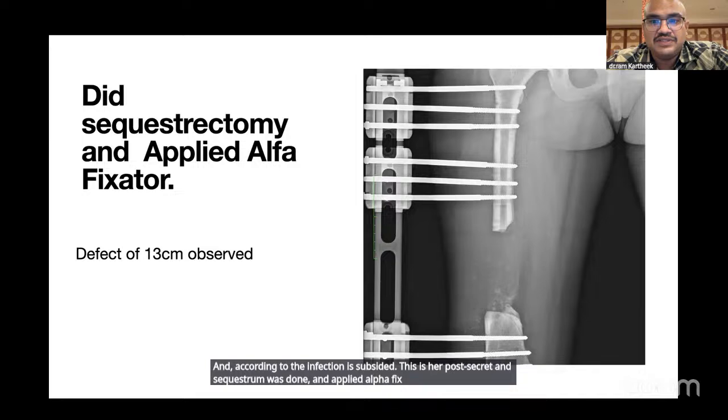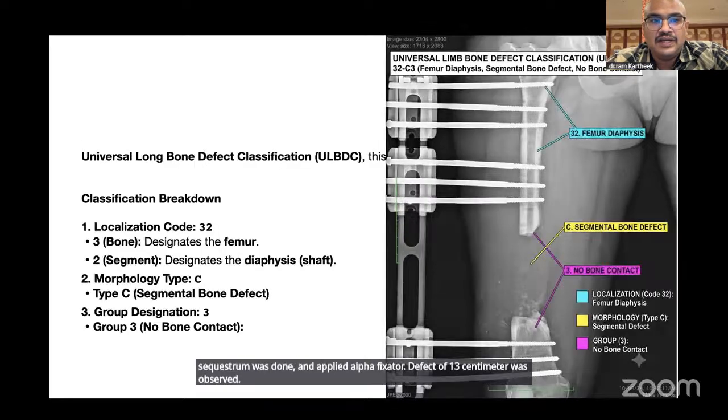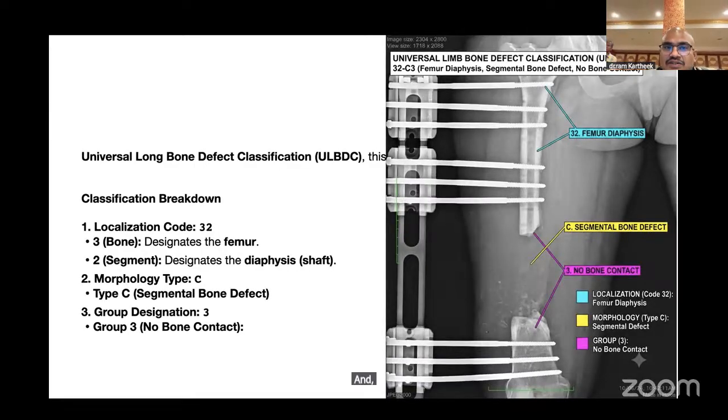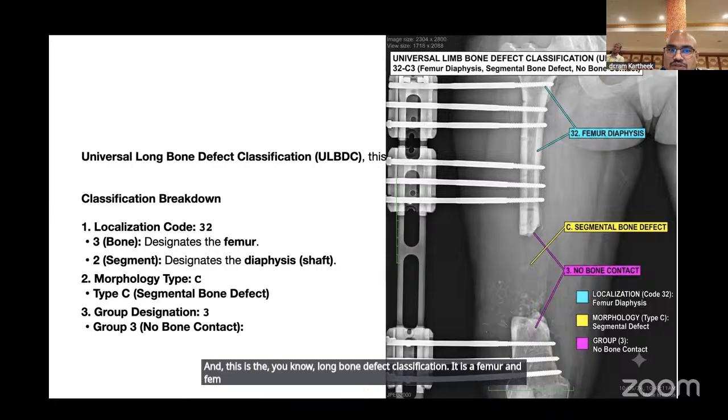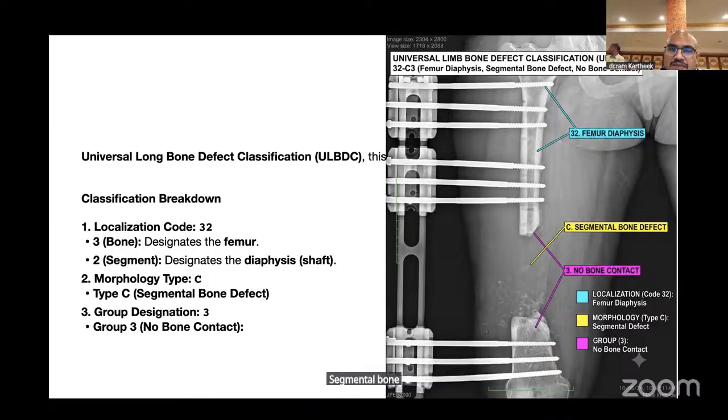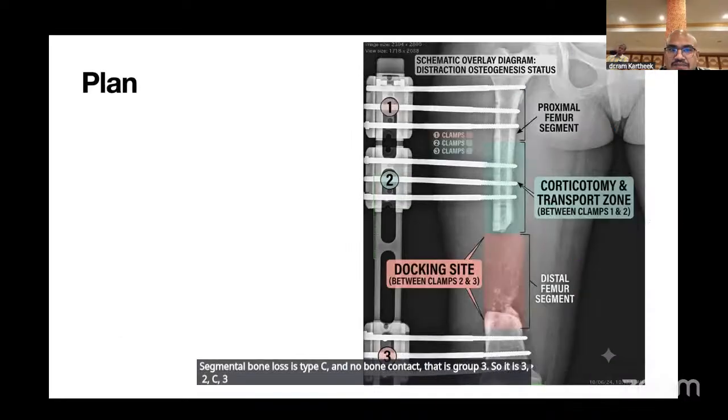A defect of 13 centimeters was observed, and this is the universal long bone defect classification. It is femur, femur 3, diaphysis, 2 segments. Segmental bone loss is type C, and no bone contact, that is group 3. So it is 3 to C3. My plan was docking.